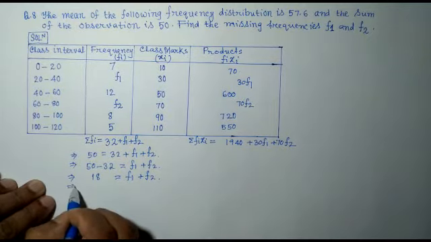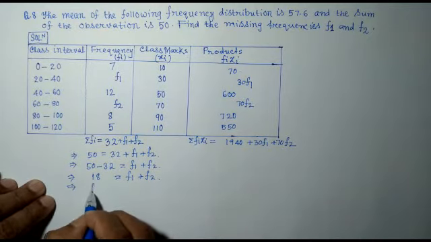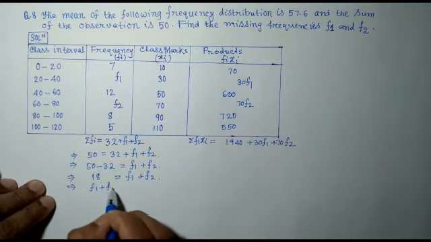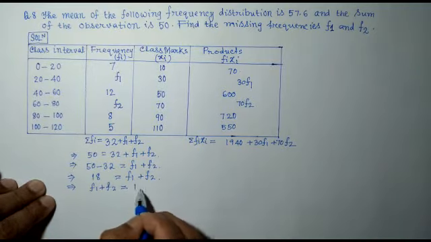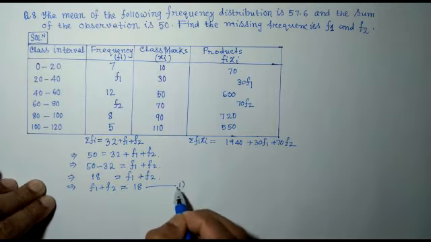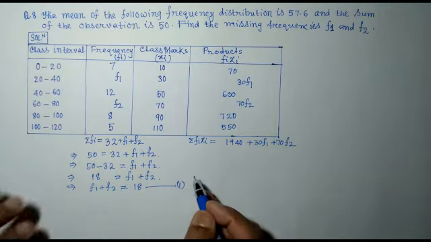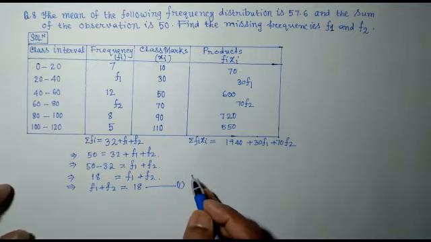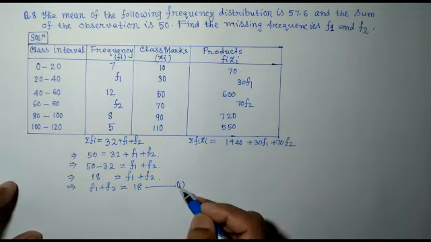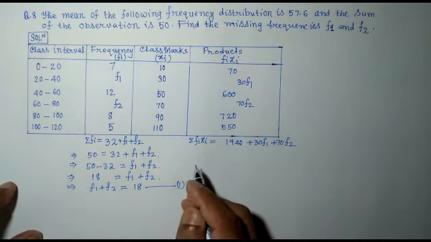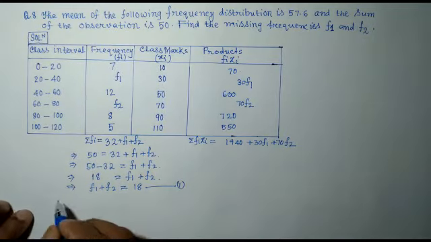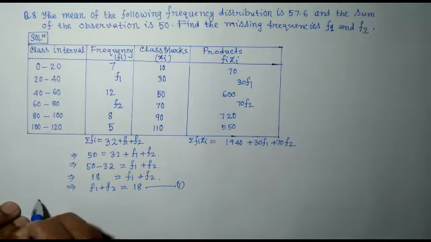Then this equation we just change, we write f1 plus f2 is equal to 18. That is our number 1. We can give equation number 1. And now we will think about the formula for mean. So what is the formula for mean?